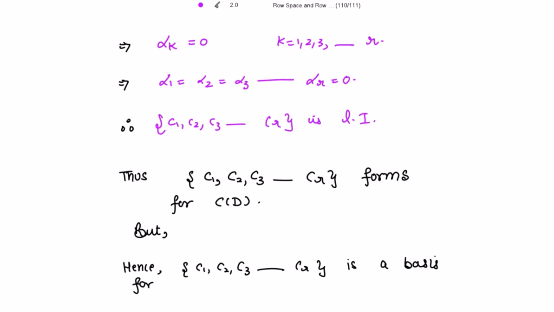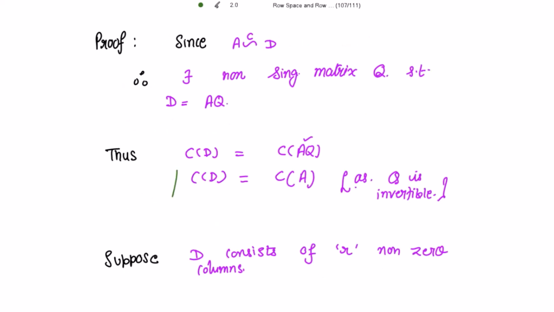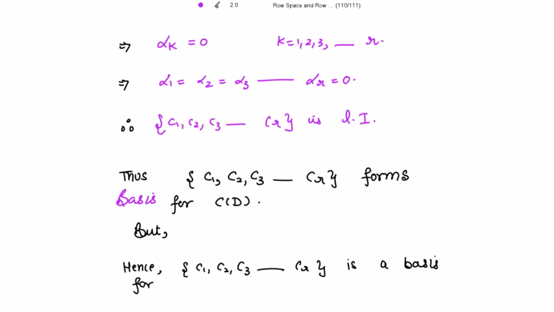Because these non-zero columns already span the column space of D, and now they are also linearly independent, with these two conditions they form a basis for the column space of D. But from before we have seen that the column space of D is equal to the column space of A. So if the non-zero columns form a basis for the column space of D, then they also form a basis for the column space of A. Hence, C1, C2, C3 up to Cr, the non-zero columns, are a basis for the column space of A also.